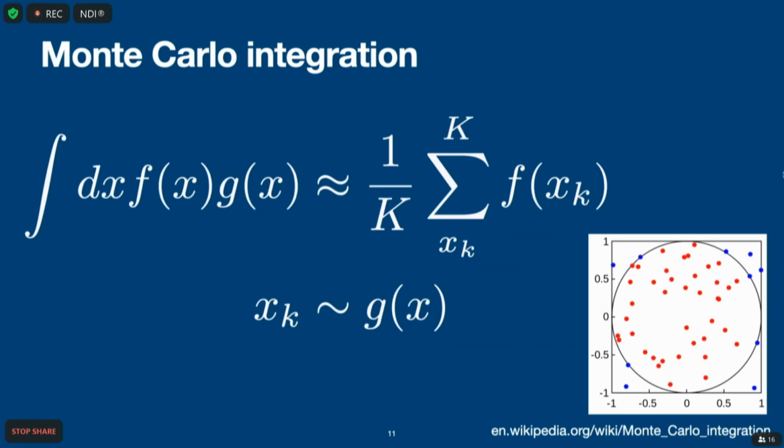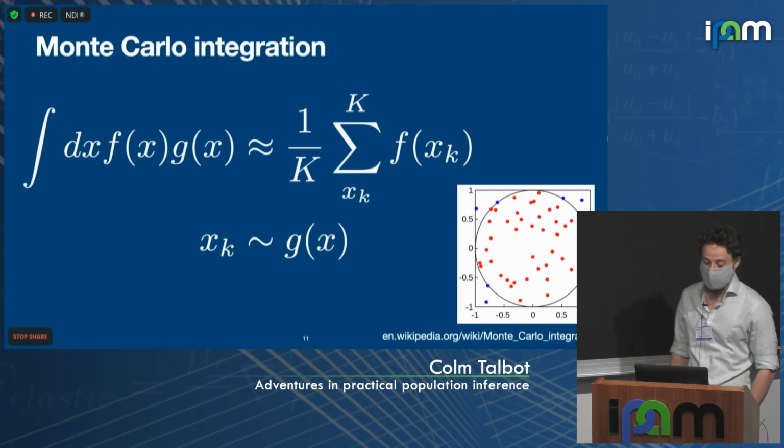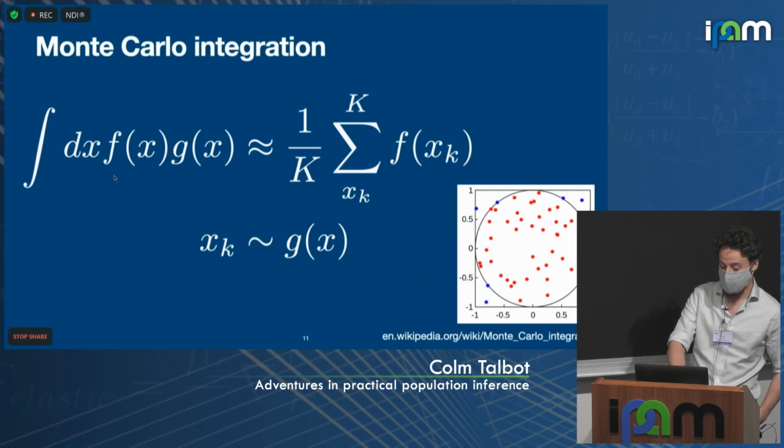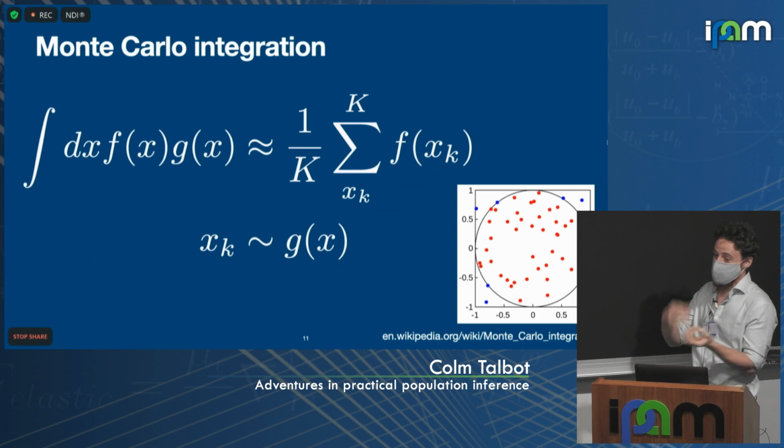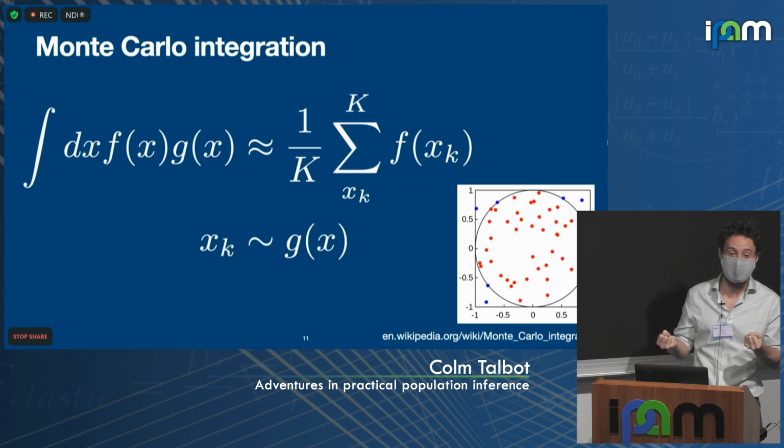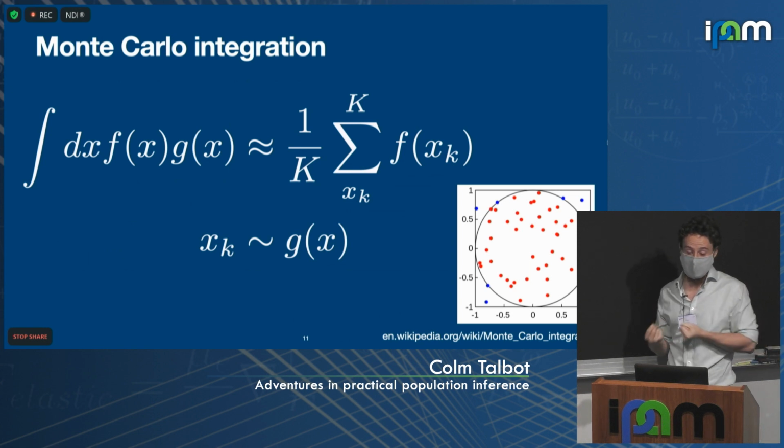And so Monte Carlo integration basically depends on being able to write the integral you want to do as a product of two things. And then you can draw samples from one of the terms in your product and just evaluate the other term at all of those sample points. And it turns out that this is an estimator of this total integral.